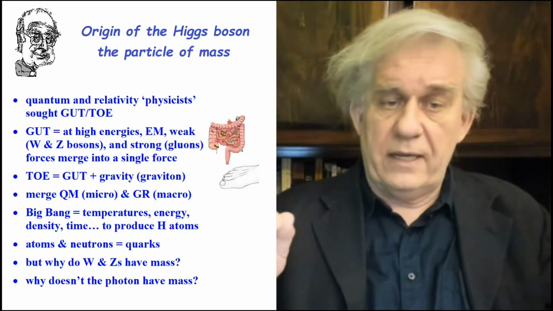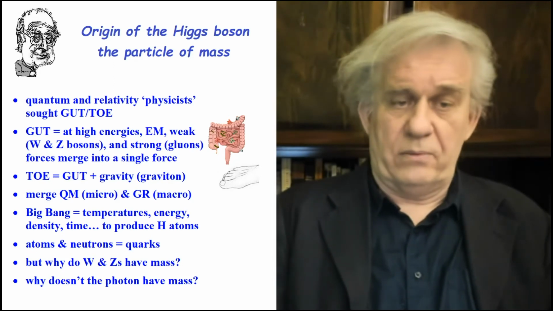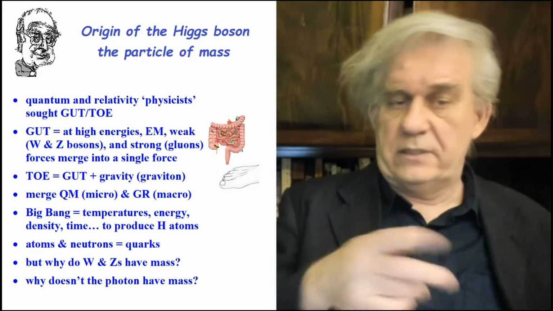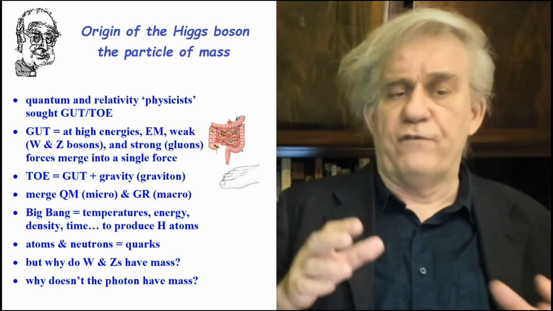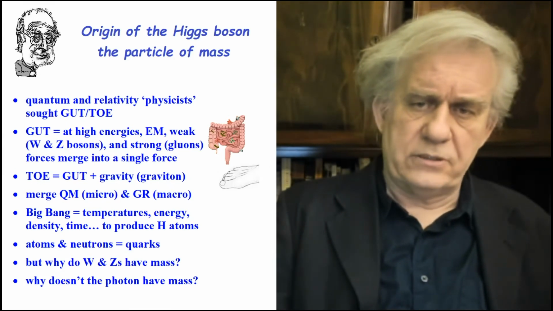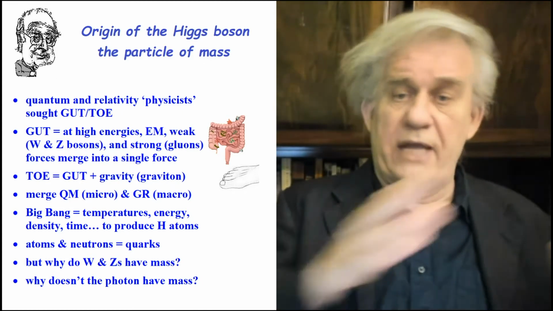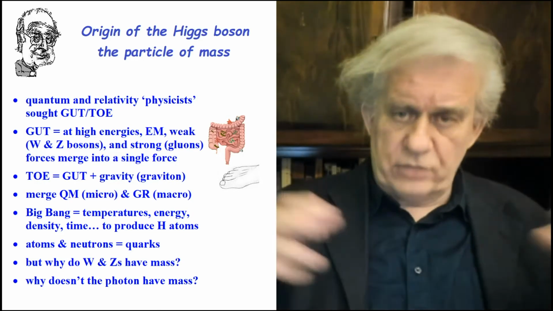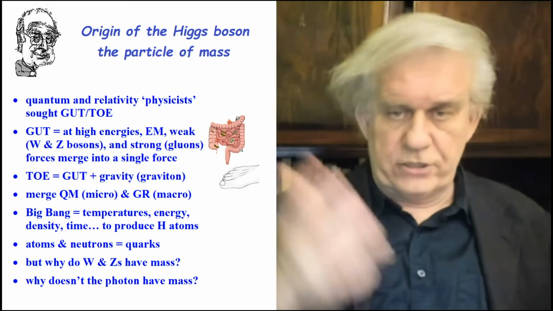Quantum relativity physicists, in quotations, sought the GUT or the TOE. What is the GUT? Grand unified theory. At high energies, electromagnetic, weak (the W and Z bosons, right?) and strong (the gluons) forces merge into a single force. That was shown by three guys who won the Nobel Prize, I think in 1979. And then what's the TOE? The TOE unites that plus gravity, especially the graviton. So they try to merge and create a single force that underlies all of them. That's the notion behind the TOE and the GUT, really.